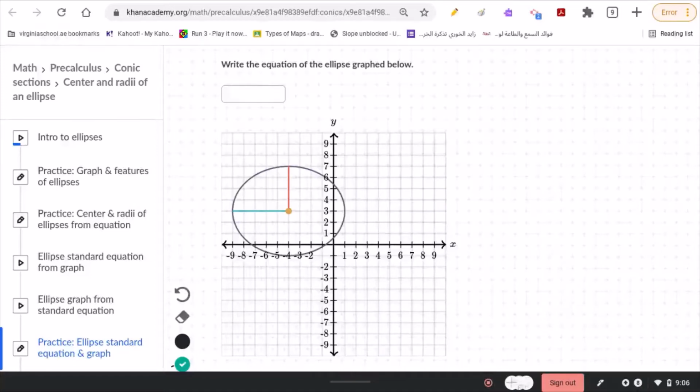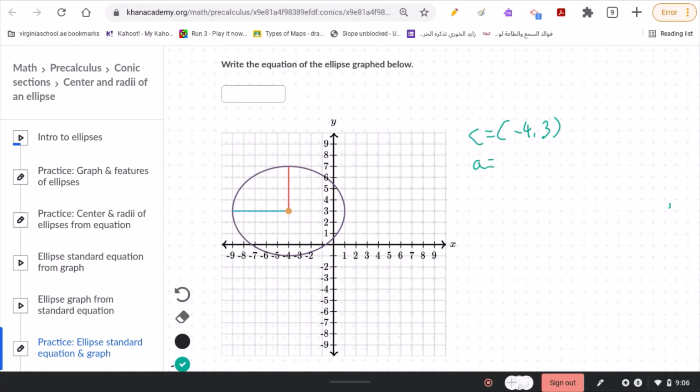Write the equation of the ellipse graph below. Here we have the graph which shows an ellipse. So first, let us get the center coordinate, which is -4 and +3. Now let's find the A, which is the semi-major.